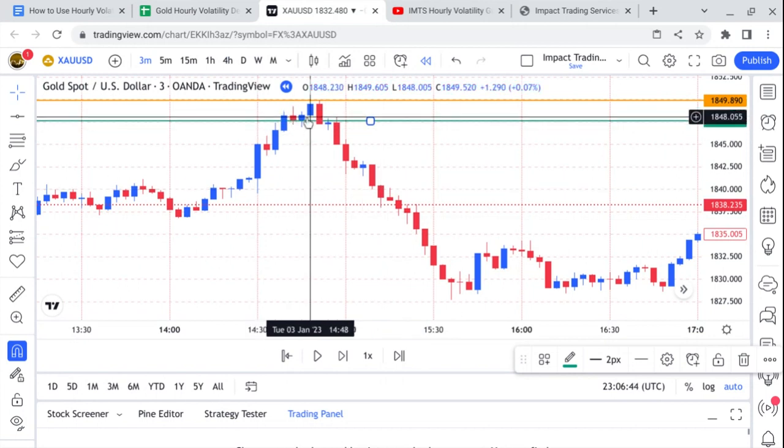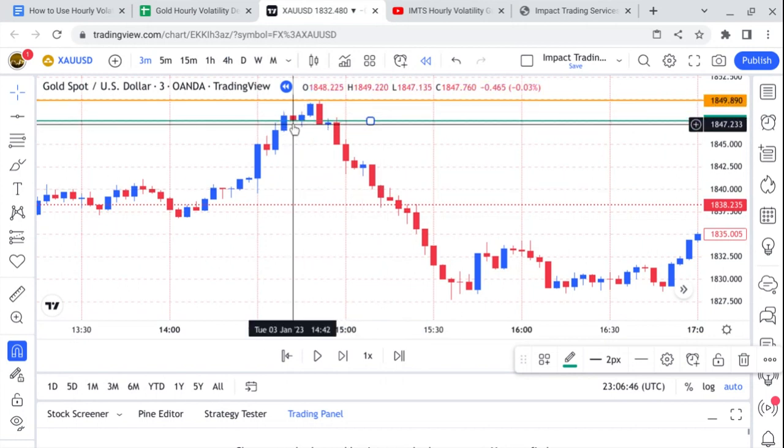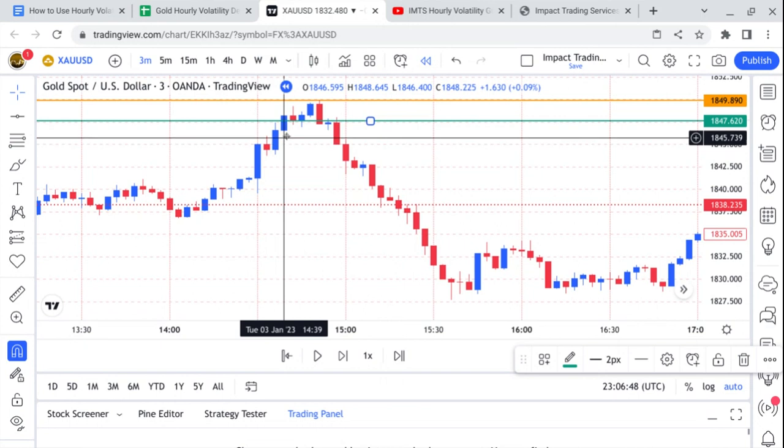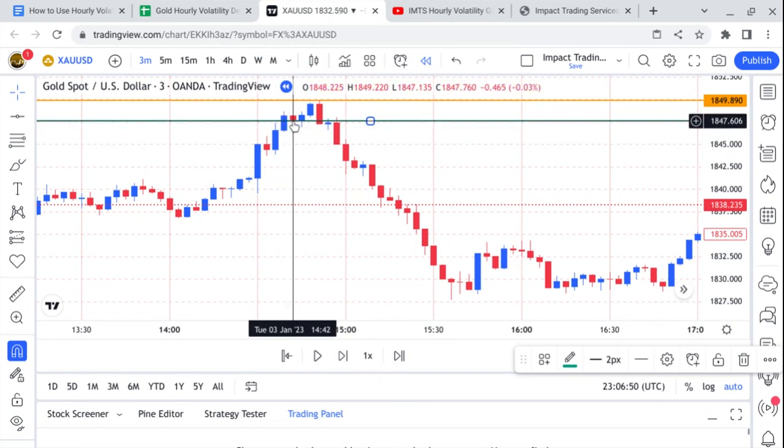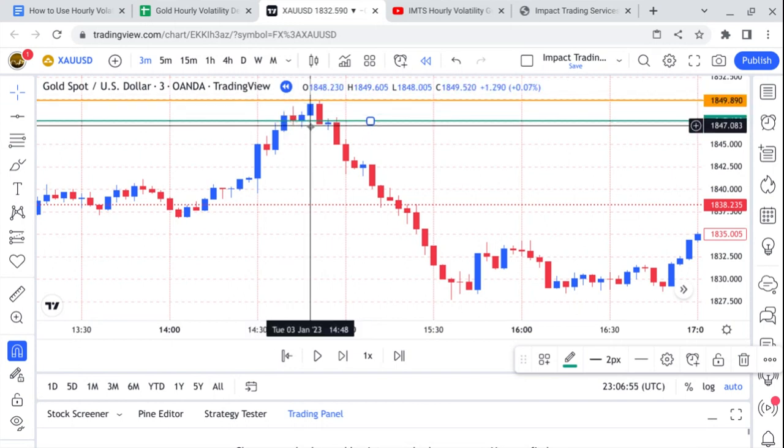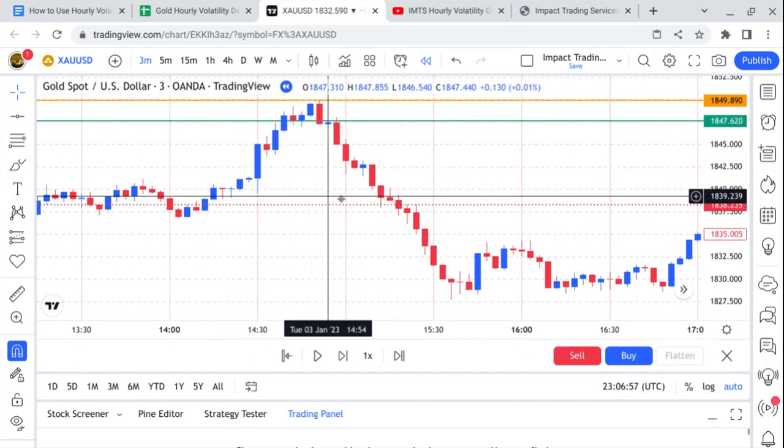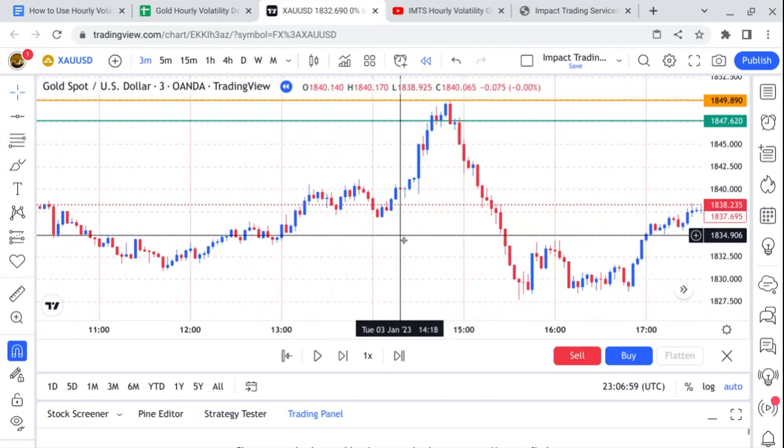So we would expect price to drop from here. And once we get this 3-minute pin bar at the area, and this bullish engulfing bar, that's where we would sell. And then we would go to our data.